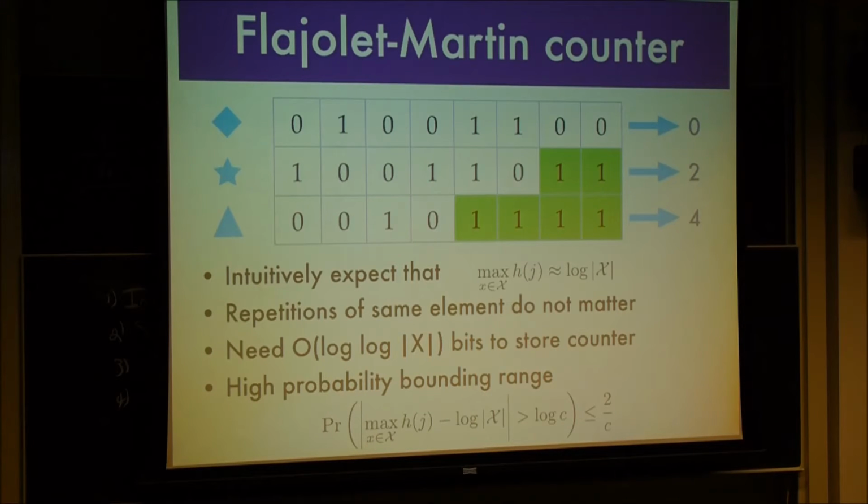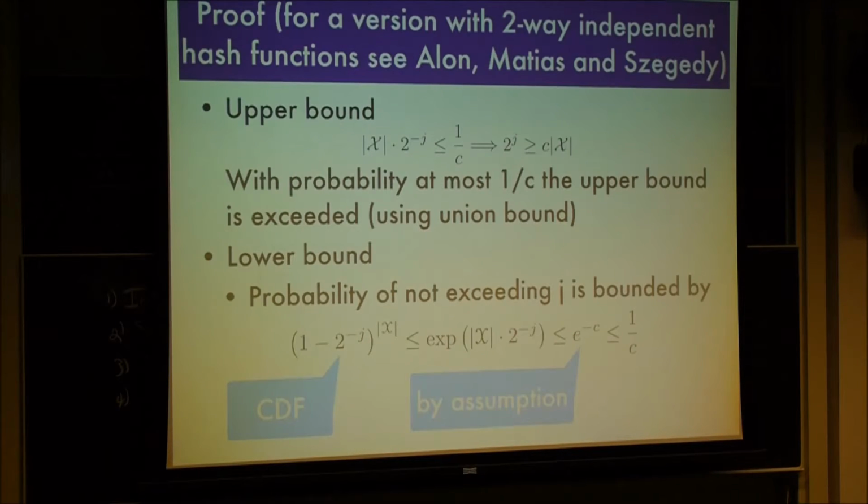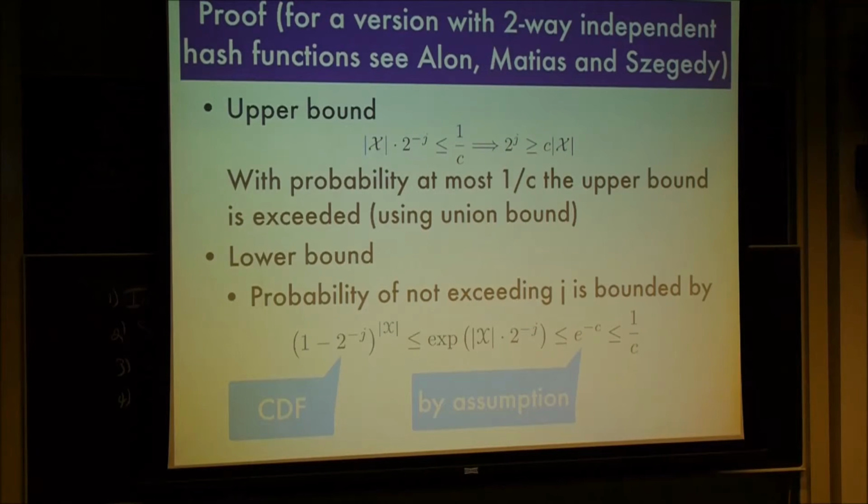And I'm going to go with you through the very simple proof of, basically, of perfect hash functions. If you want to go through the proof with two-way independent hash functions, which is a lot more complex to write out, then you would have to see this paper by Alon, Matias, and Szegedy. And they got a prize for that paper for a good reason. Okay, so let's look at that.